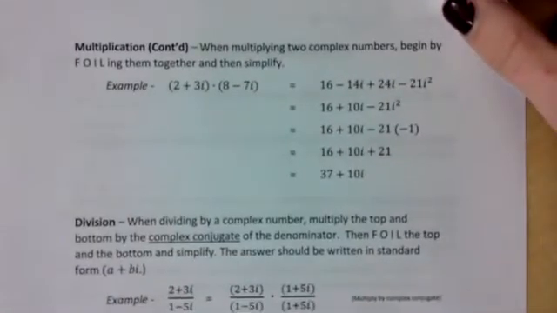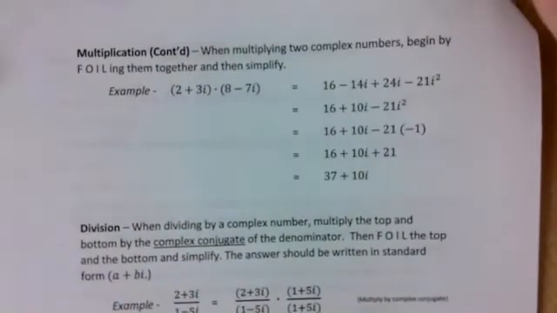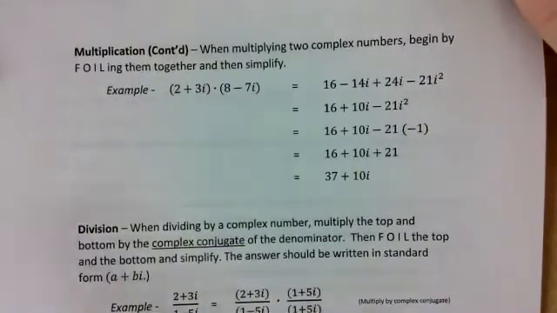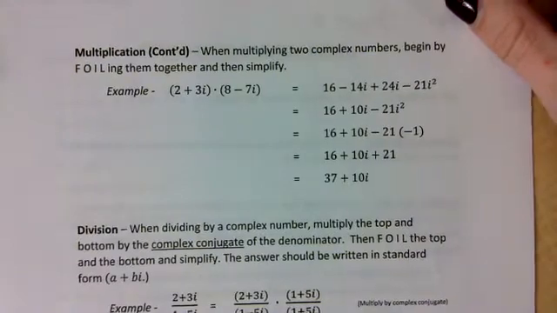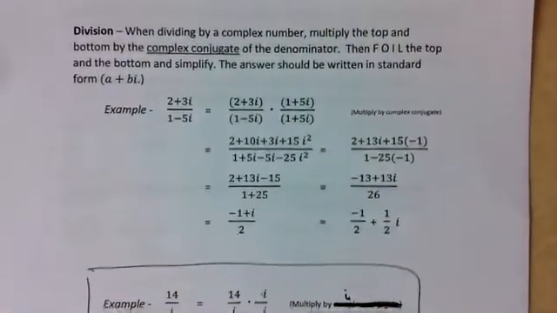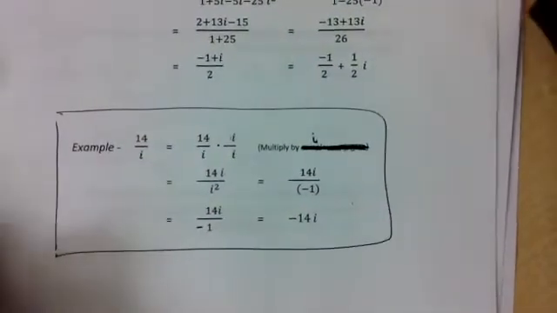I have an example of FOILing with complex numbers. Remember, when you get an i times an i, that's an i squared, which turns into a -1. And last but not least, I wanted to get into the division today.